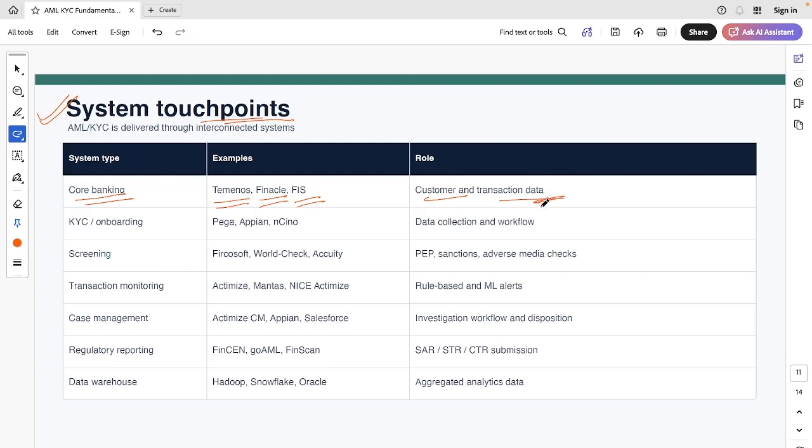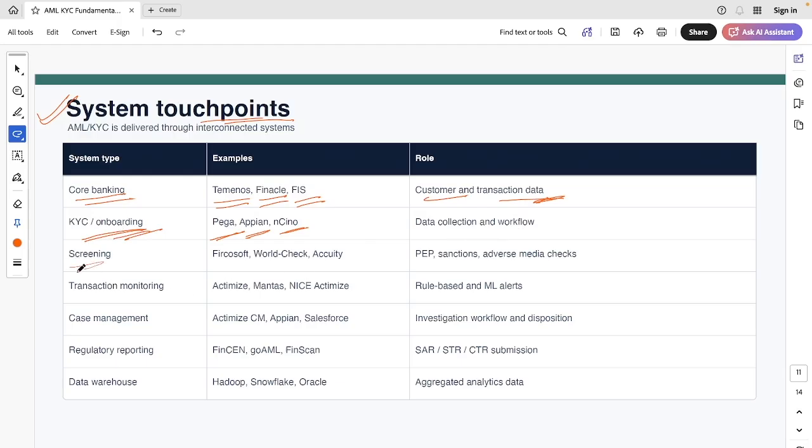And without this data, ML systems will be blind. Next comes the KYC and onboarding system. Examples include your Pega, FPN, Encino. This is where the customer journey starts. When the customer opens an account, submits documents, files forms, or goes through approval workflows, this KYC onboarding system captures and manages the information.